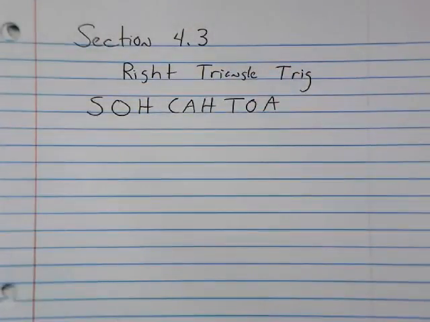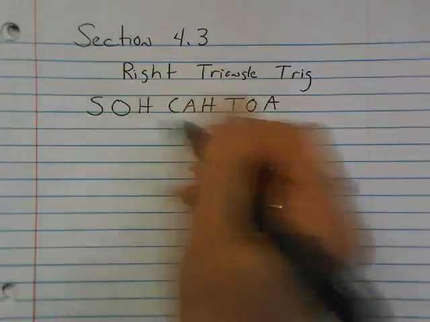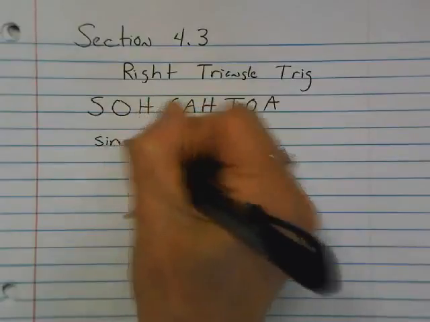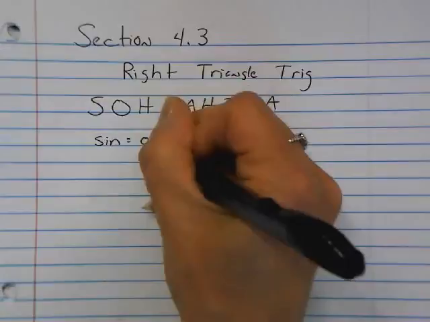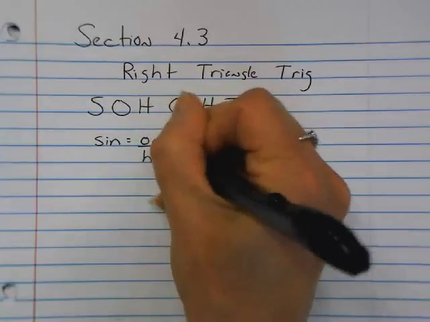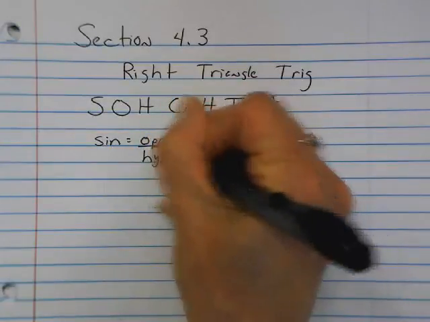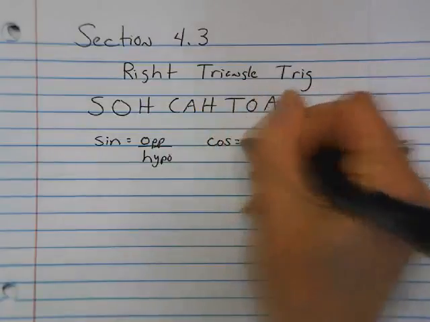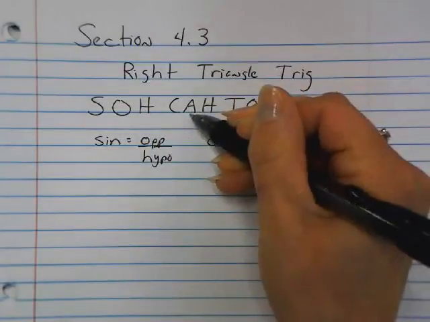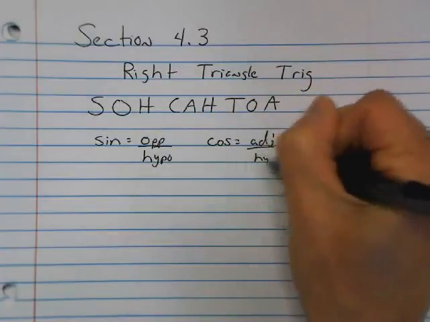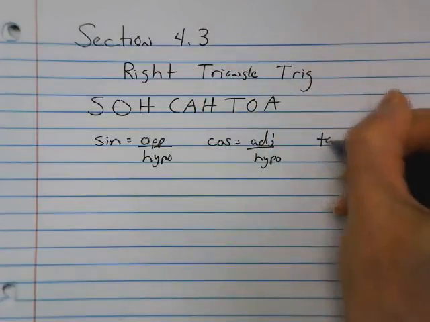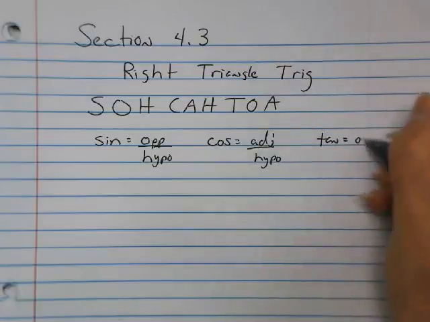But let's go ahead and start off by just reviewing again SOHCAHTOA. And remember, this is important because it tells us the sine function is defined as the opposite over the hypotenuse. The cosine function is defined as adjacent over hypotenuse. And the tangent function is defined as opposite over adjacent.